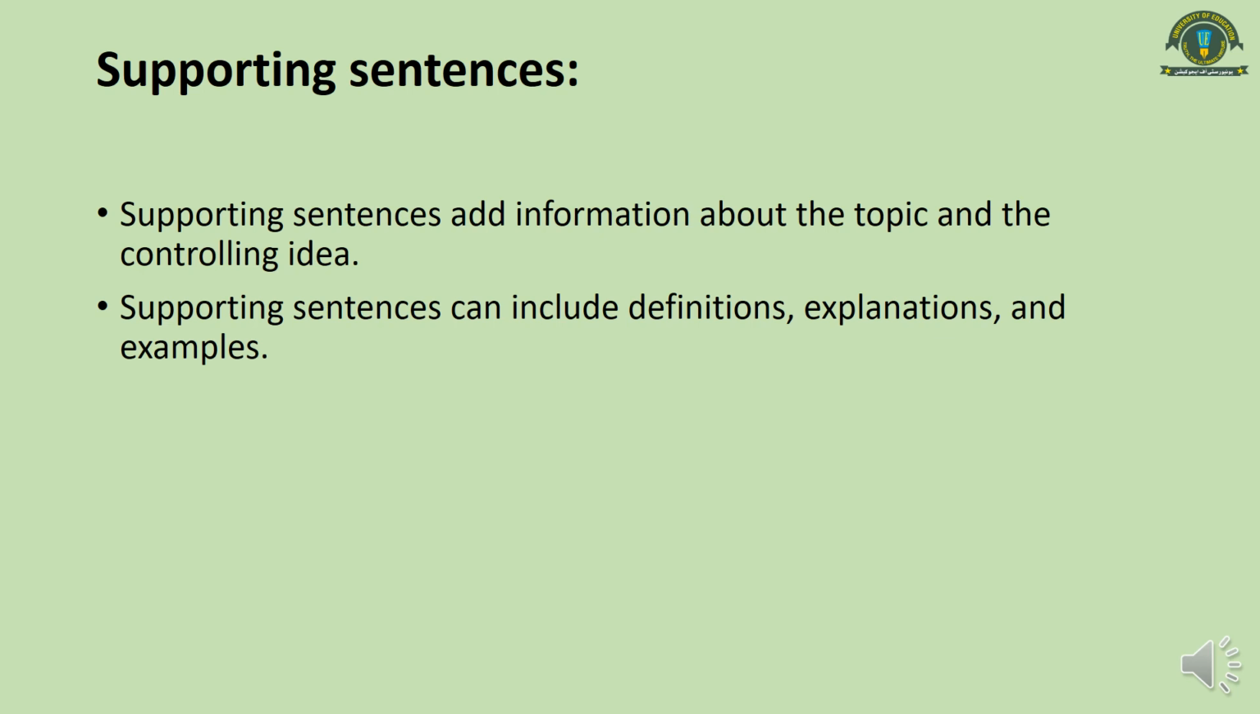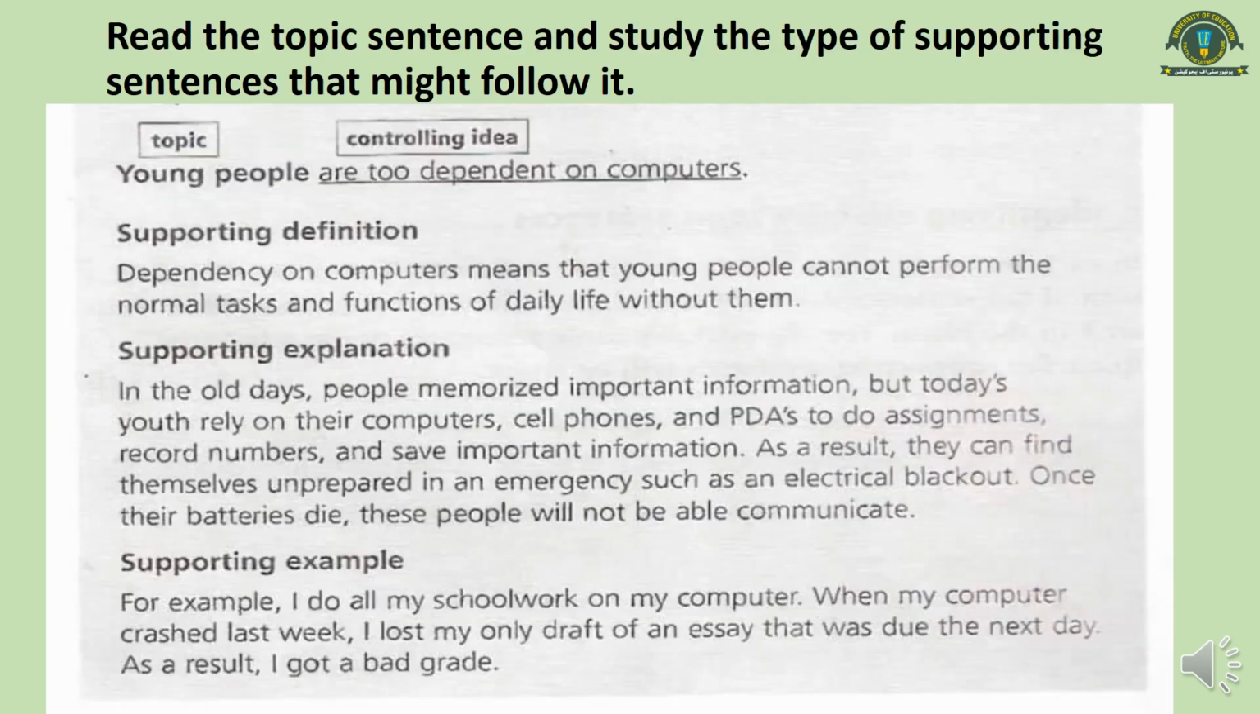Supporting sentences add information about the topic and the controlling idea. Supporting sentences can include definitions, explanations, examples. So this is an example of it. You can read it on your own, what kind of supporting definitions are there, what kind of supporting explanations and examples are there. The topic is young people, and the controlling idea is that they are too dependent on computers.